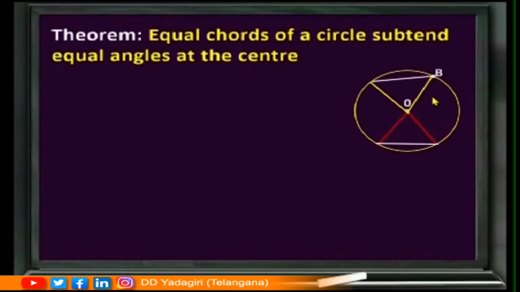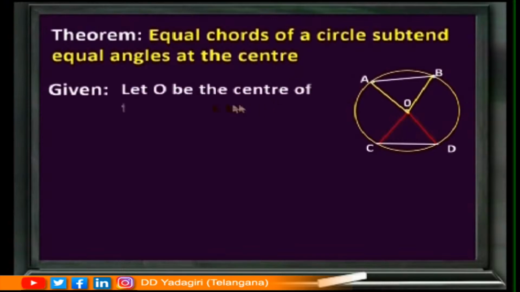So, this is a circle. Let us prove this theorem. Circle with center O, AB is a chord and CD is also a chord, and both the chords are of equal length. So, equal chords of a circle subtend equal angles at the center. Now, let us prove this theorem.